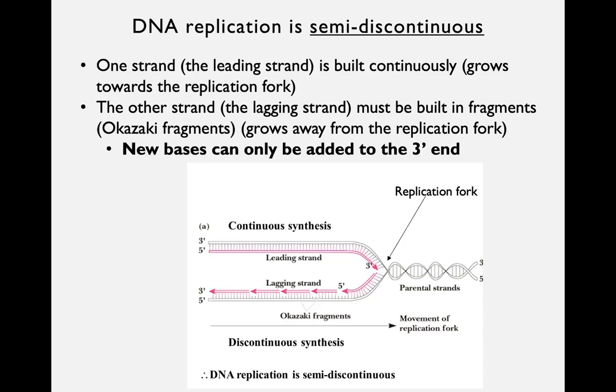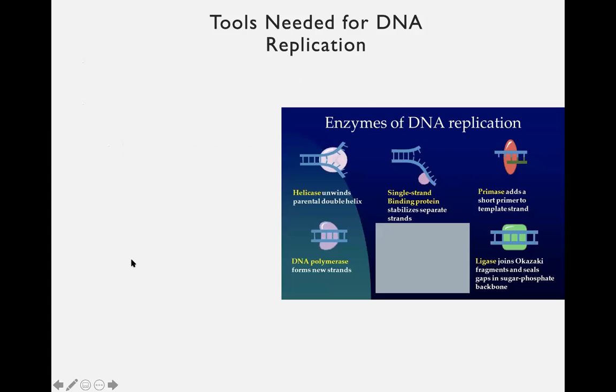Okay, so we have the semi-discontinuous aspect. So it's continuous on the top, well, in this case, the top strand, discontinuous on the bottom because you have these fragments. That's the semi-discontinuous aspect of it. And I think the most difficult to understand. All right. Whew.